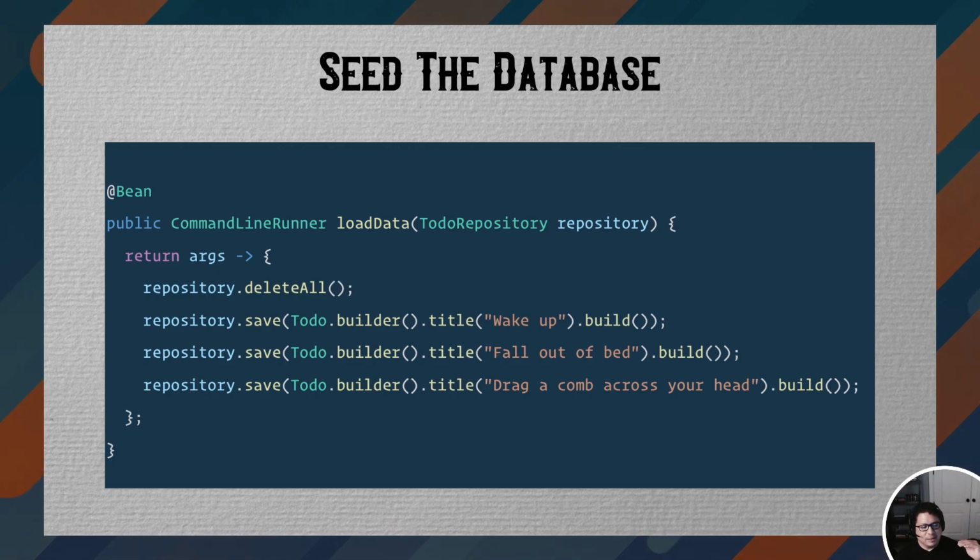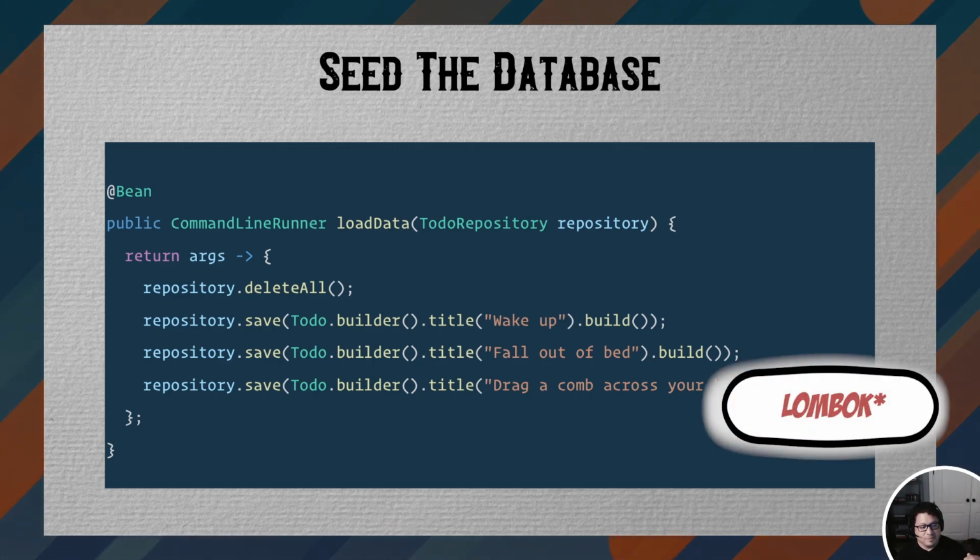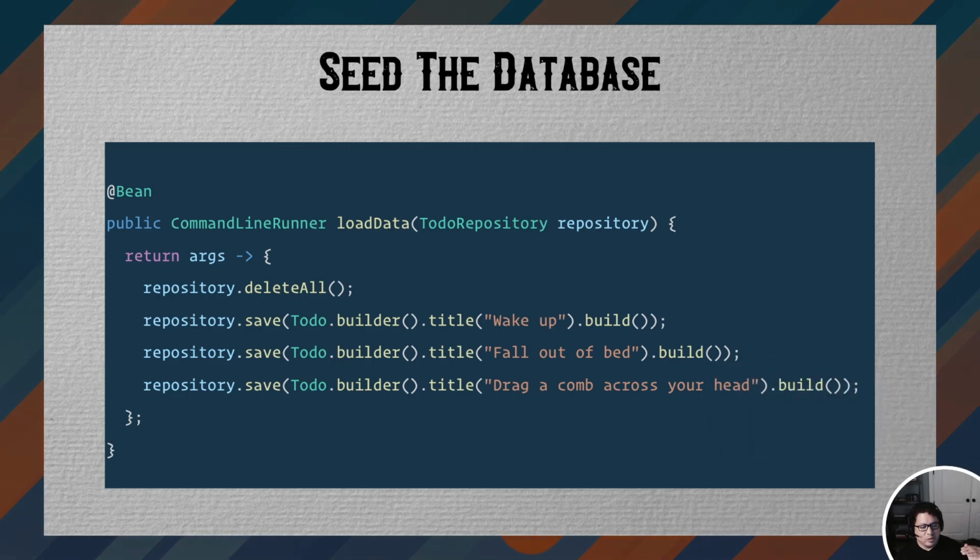After that, I have three to-dos being built using the Lombok-provided builder, and I'm saving each one of those to-dos to the database using the repository.save method. Notice that to build a to-do, you invoke the builder method against the to-do class, and then you can daisy chain a builder interface that takes the name of the setter that you want to apply. So for example, title, wake up, and then I do a .build, and it's building that object for me with the title set to wake up. All right, so let's quickly switch to the code so you can see the whole thing in context.